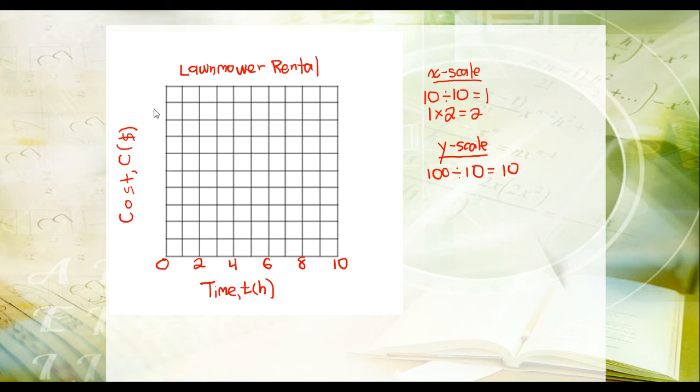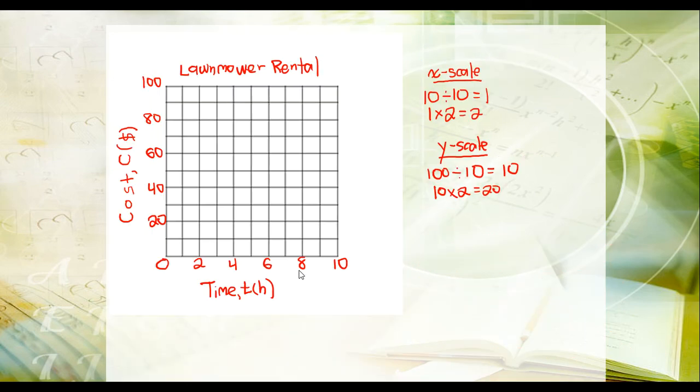Okay, so every grid line will go up by a 10, but we don't want to label every grid line, so we're going to double that. So multiply by 2, which means every second grid line is going to go up by 20. So this would be 20, 40, 60, 80, and then up to 100. Okay, now that we've got our titles and our scaling done correctly, now we can plot the points.